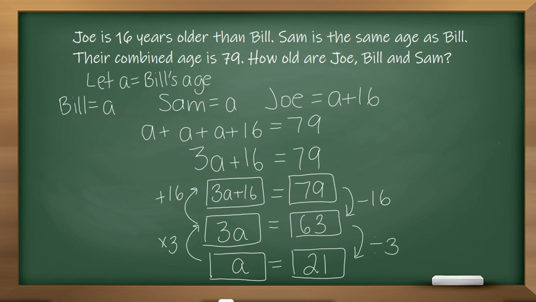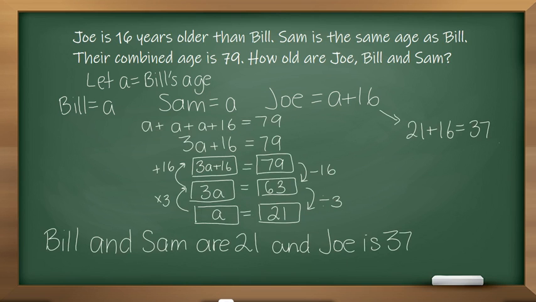So A equals 21. Then we have to think, are we done this question? Because the question actually asked us to find out everybody's age. So if we know A is 21, then we know Bill's age and we know Sam's age. But we still have to figure out Joe's age because Joe is 16 years older. So that's the last part of this question, would be to go 21 plus 16 would give us 37. So Joe is 37. And so then we look back and we're like, yep, the question asked us how old are Joe, Bill, and Sam, and we have answered that.